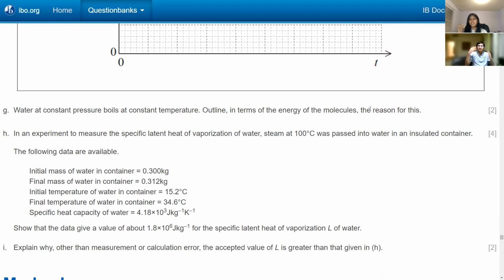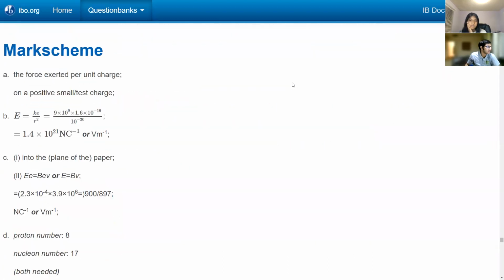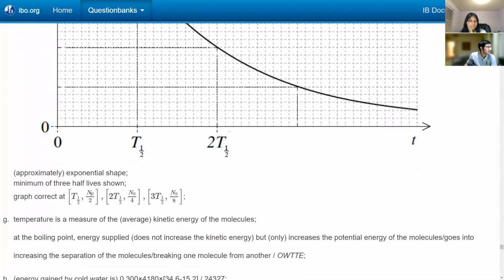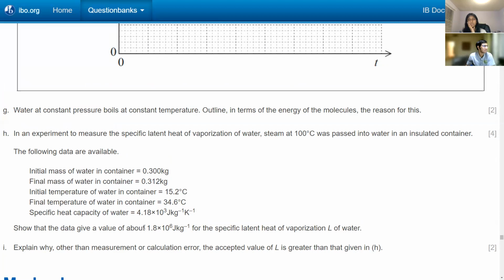Well, because the energy put in is used to break the intermolecular bonds, and all that energy goes towards increasing the potential energy. No energy goes to kinetic energy. Hence, it boils at constant temperature. Temperature is a measure of the average kinetic energy. Oh yeah, you should always say that. Energy supplied only increases the potential energy, not the temperature. Okay, good. I think we would get the credit, but it's always good to define that.